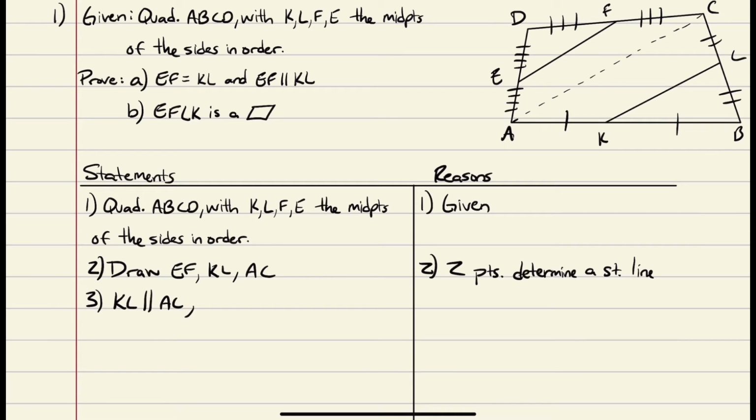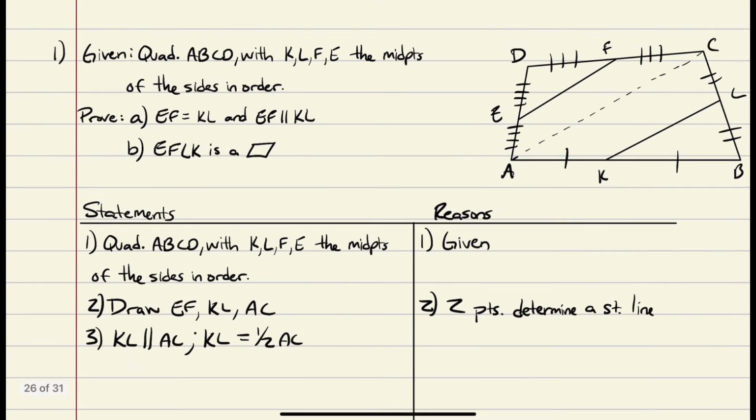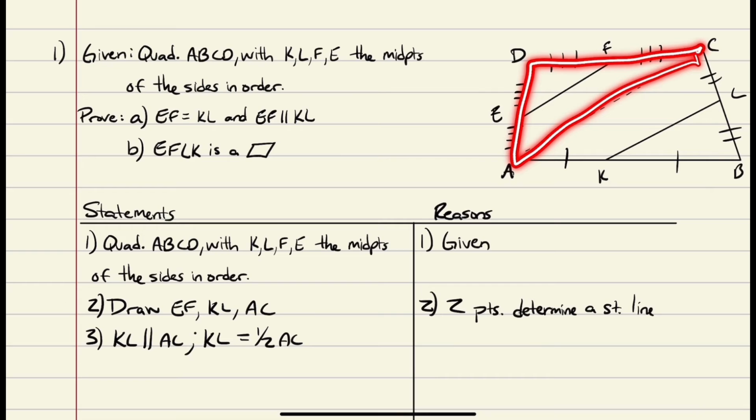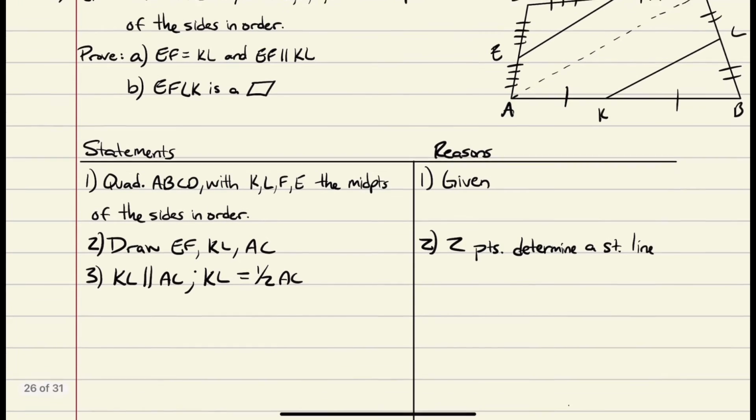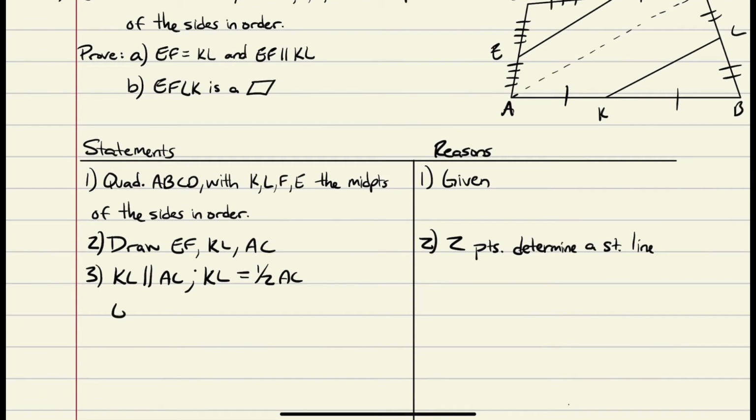I'm going to do the same thing with the other triangle that we have here as well. We know that this connects the two midpoints of two sides of that triangle. And since it does that, it is parallel also to AC, and it is equal to 1/2 of AC. So I can say that EF is also parallel to AC, and that EF equals 1/2 of AC.